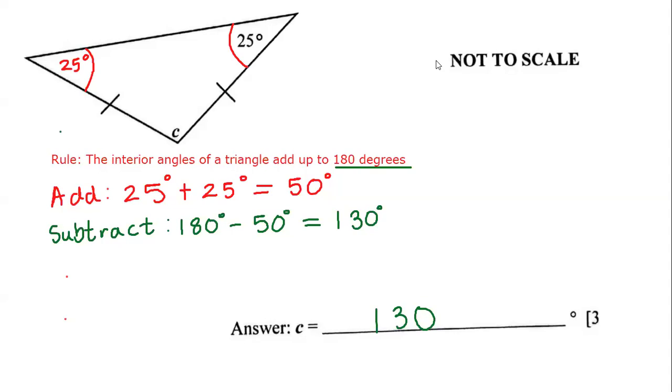Antoine, do you understand? I can't hear from Antoine. Aiden? Yeah. Antoine, do you understand how we got 130? Yes, sir. Explain how we got 130, please.